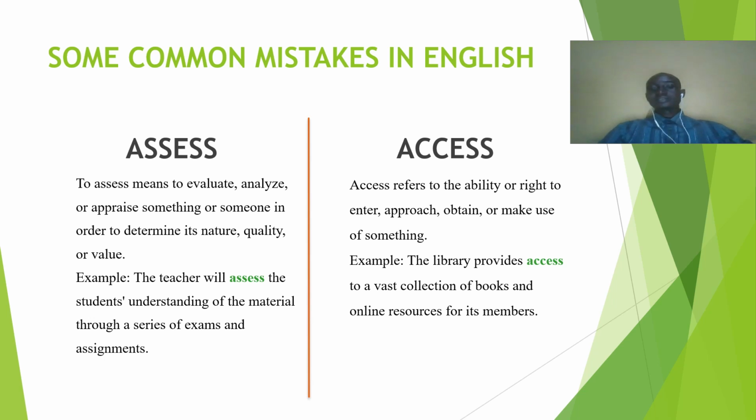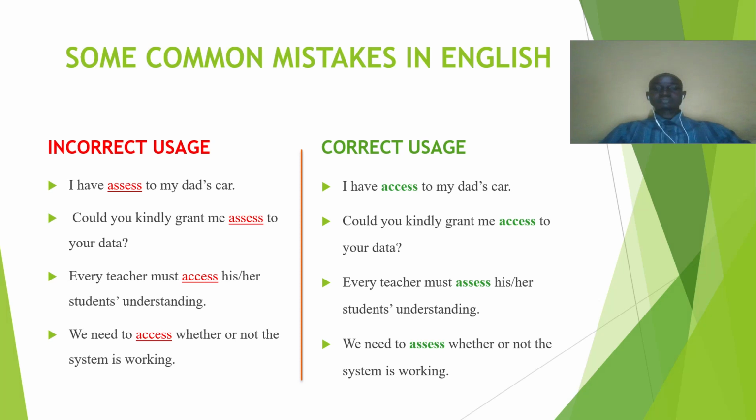Then access, on the other hand, refers to the ability or the right to enter, approach, obtain, or make use of something. The library provides access to a vast collection of books and online resources for its members. That means that the members of the library have the rights, they have the ability to access these collections of books. So we have assess and access. Let's see more relevant examples that will help us understand this better.